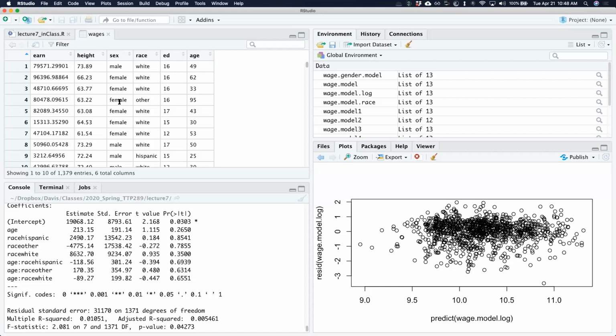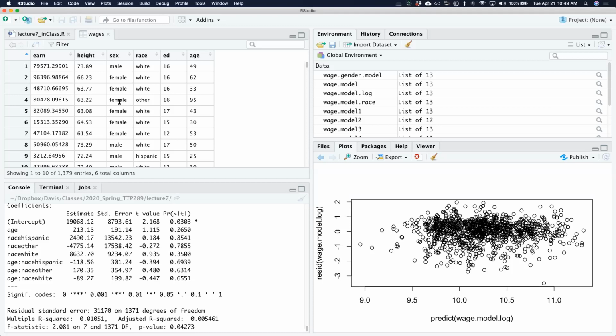I have a quick one. Just to be clear, with the summary we're looking at right now, does the other race have a slope of 213 plus 170? That's right. So why don't I go ahead and quiz you? I'm going to put you on the spot here.